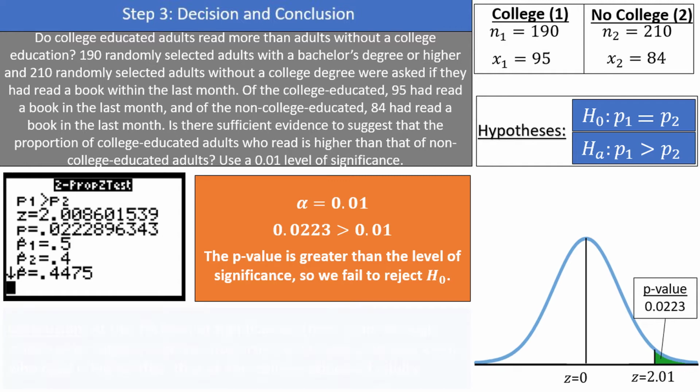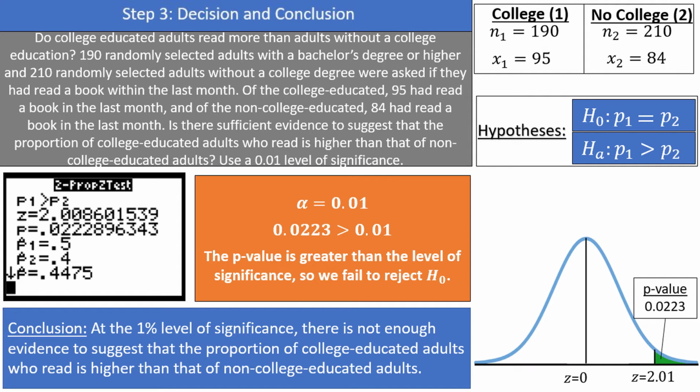Our conclusion is that, at the 1% level of significance, there is not enough evidence to suggest that the proportion of college-educated adults who read a book in the last month is higher than that of non-college-educated adults. And we are done.